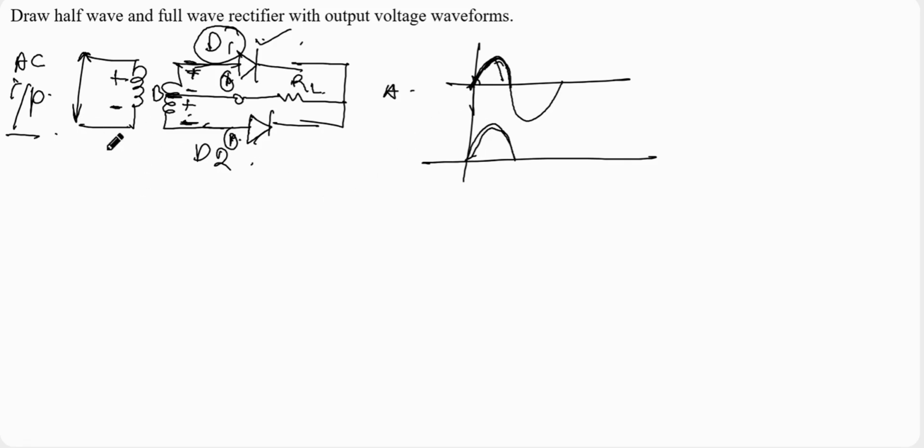Now, what happens during a negative half cycle? During the negative half cycle, as I have said, the polarity will change. So the positive negative will now become negative positive.